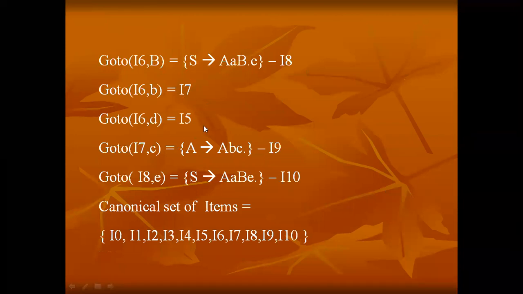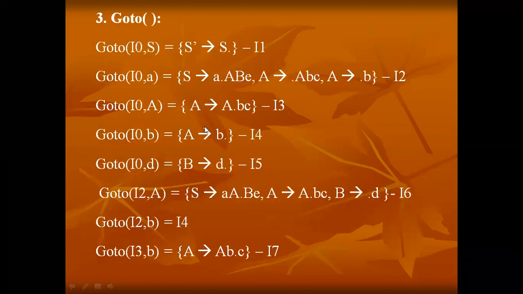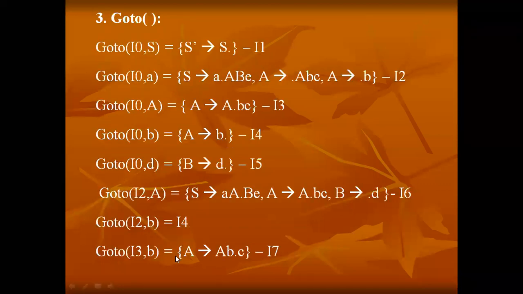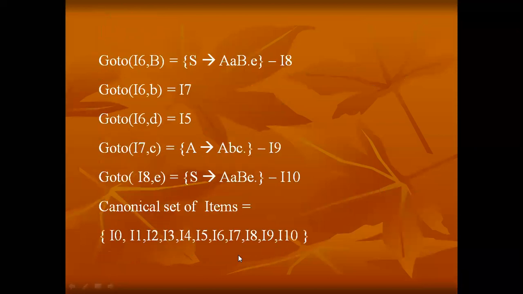I5 here, right? And check in I7. I6 is completed, I4 is already completed, no need to process, and this is an I7 item. Here after dot what we are having? C. So now I need to perform the goto function for I7 comma C. Before processing it is A tends to AB dot C. Then after processing it becomes A tends to ABC dot. That means it is a new production, and I am giving an item number I9 for this, defining that it is a new item.